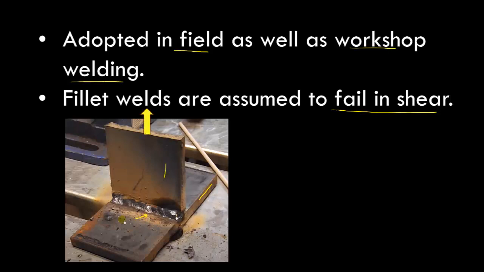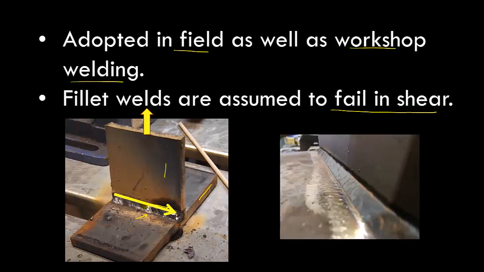If I apply a force to this plate, there is a chance of failure along this plane. Along this plane there is a chance of failure, and this will be a shear failure. In this region there is a loss of contact, or you can say the weld has left the contact with the plate, and that is the failure.